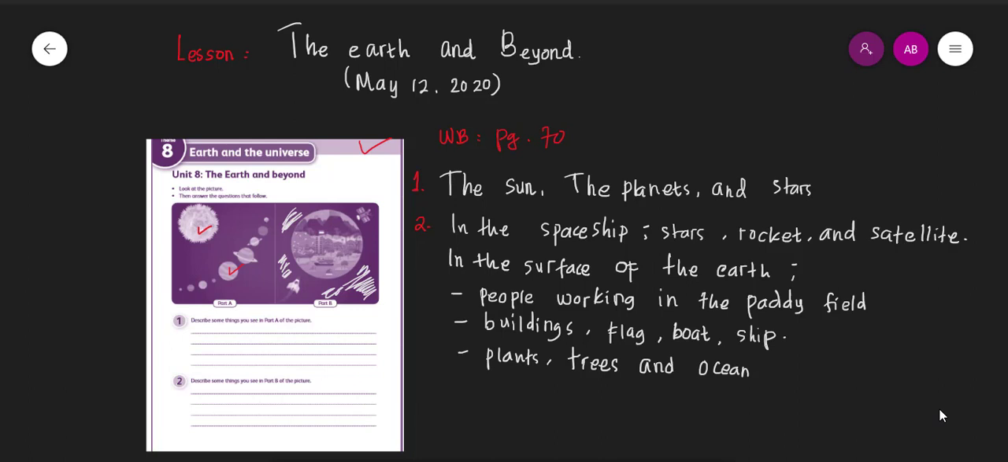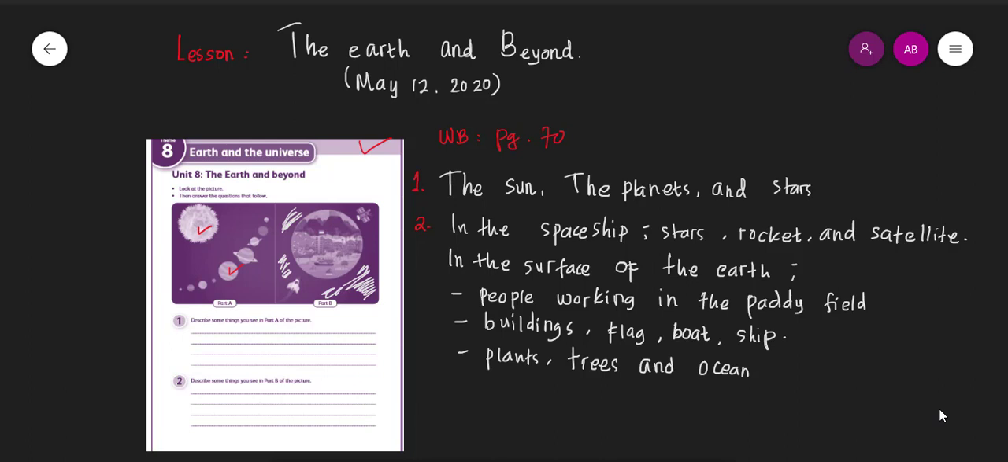And in this second video we will move to the main lesson, and this is about Earth and the universe in chapter 8, and we will go with unit 8 about the Earth and beyond. Okay kids, before we continue the material of the lesson itself, let's take a look at the picture that we can describe on the workbook page 17.